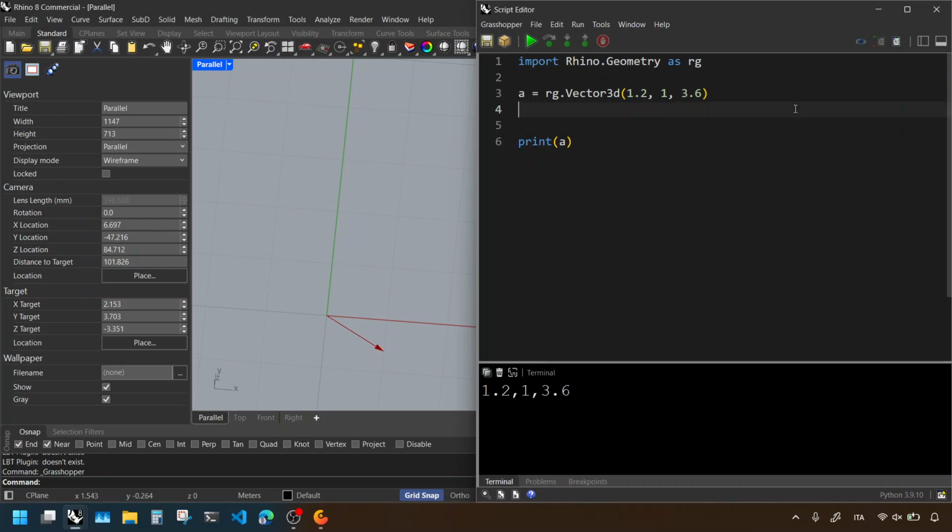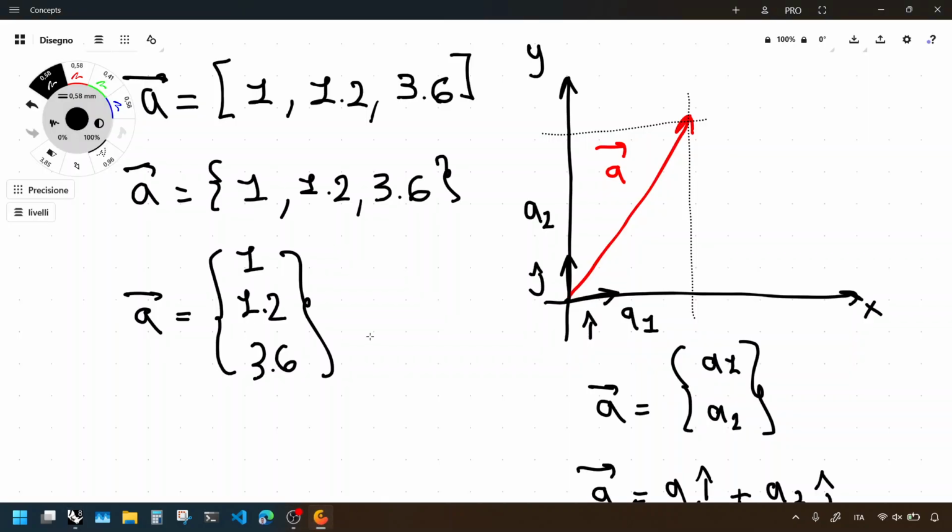Of course, we could also do B equals just a list, 1.2, 1, and 3.6. This will be a Python list, and we can interpret it as a vector, but then we won't have some of the formulas and operators to handle operations of vectors easily. Instead, if we use the proper class, the proper type, vector 3D, we will also already have this function implemented for us, so it's easier to use. Let's go back to the whiteboard.